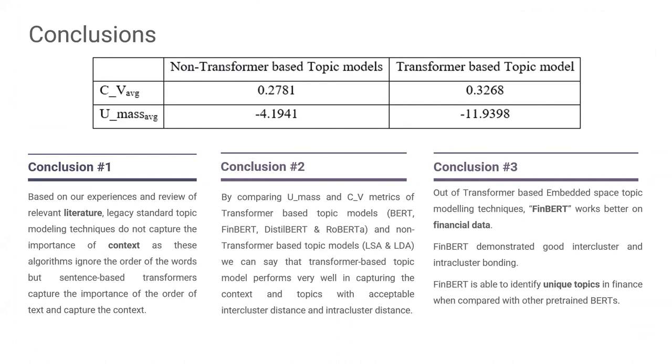And the second conclusion is that, by doing a quantitative analysis, with some degree of certainty, you can say that by comparing your UMass and CV metric, BERT transformer-based models are better than non-transformer-based topic models in capturing the context and topics with acceptable intercluster distance and intracluster distance. And the third thing is, out of transformer-based embeddings-based topic models, FinBERT works better on financial data, right? Because it has been trained on a same-domain corpus. So FinBERT demonstrated good intercluster and intracluster bonding, and it was also able to identify unique topics in finance when compared to other pre-trained BERTs, okay?